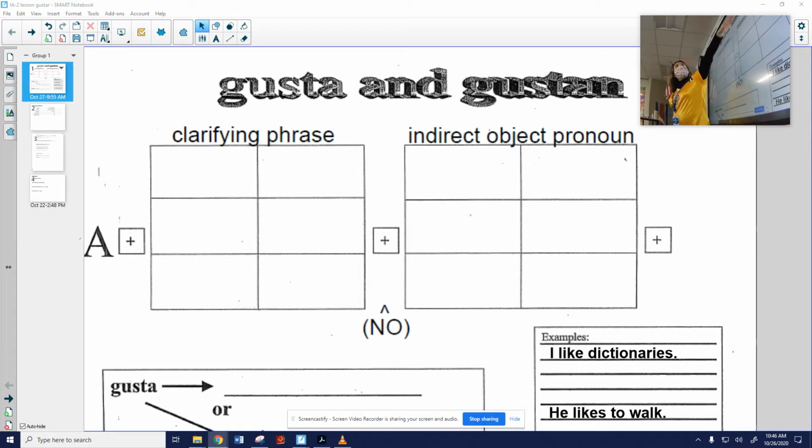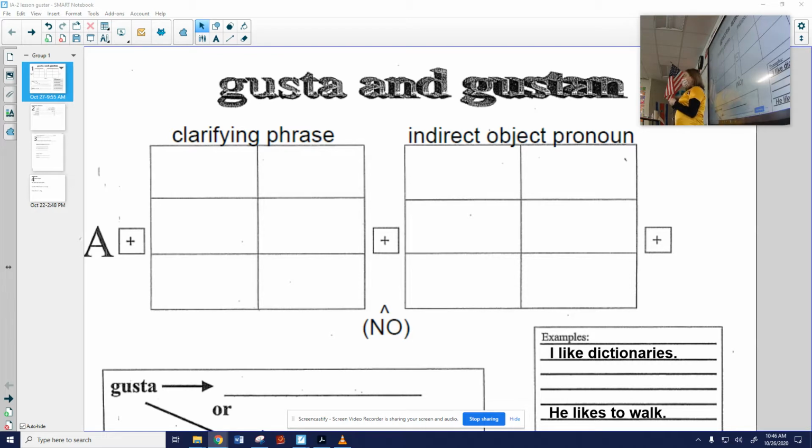Aprendemos hoy de gusta y gustan. Gustar means to like. We're talking about liking things. For example, I like dictionaries. He likes to walk. How do we form this? It's a little bit different than the regular AR verbs that we've already learned last week.